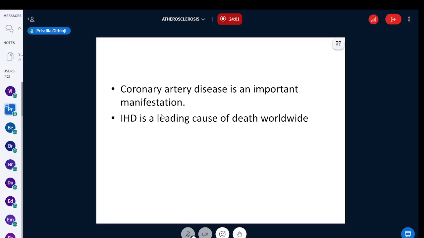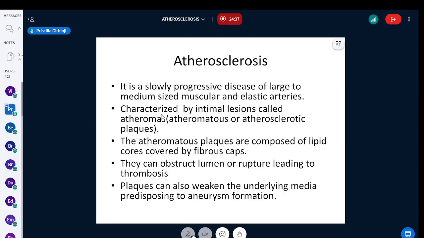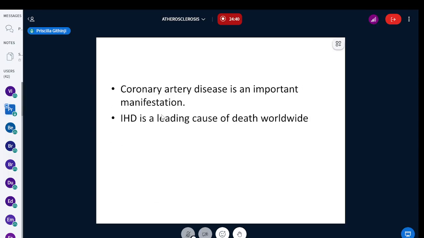Of atherosclerosis, coronary artery disease. Remember, coronary arteries are the blood vessels that nourish the heart. So coronary artery disease is a very important manifestation of atherosclerosis. And this coronary artery disease leads to ischemic heart disease, which we're going to discuss today. And it's the leading cause of death worldwide. And all this results from the blood vessel disorder referred to as atherosclerosis.